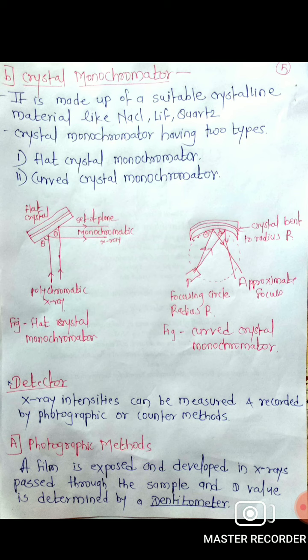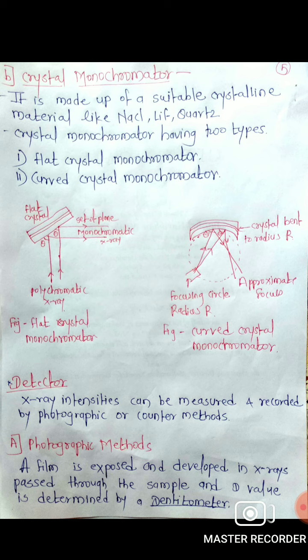The first one is the flat crystal monochromator. This monochromator is used for the flat crystal, and the second one is the curved crystal monochromator. This curved crystal monochromator is used for the curved crystals.